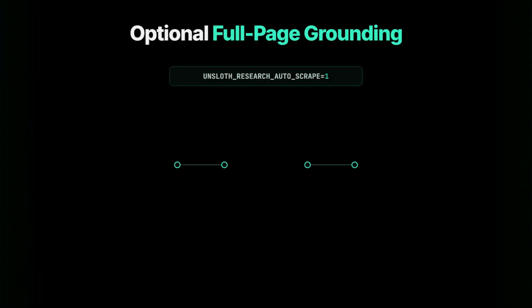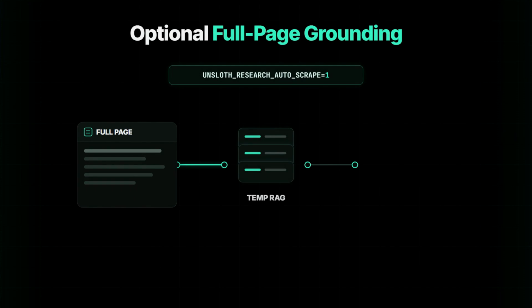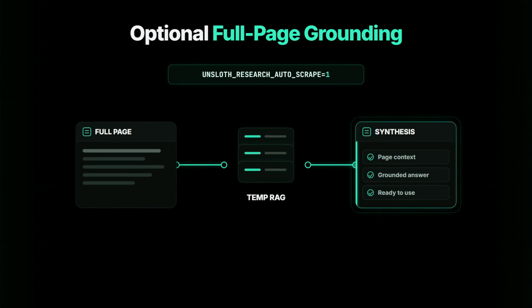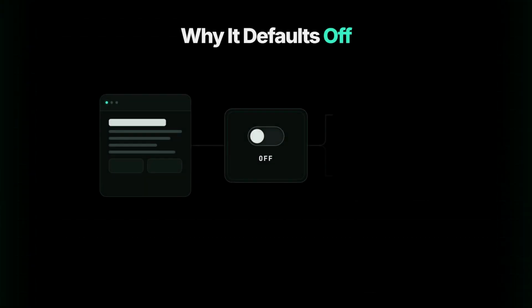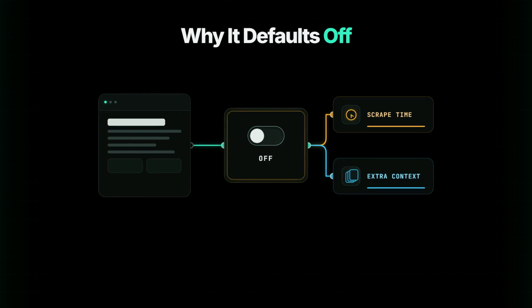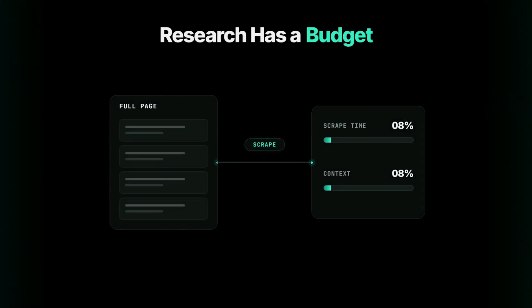An optional grounding mode can read top search results into temporary RAG before synthesis. It is enabled with the exact setting unsloth.research.autoscrape set to 1. Full page grounding remains off by default because it adds scraping time and requires additional context. Better access to page content, therefore, comes with explicit time and context costs. That trade-off is the first reality check.